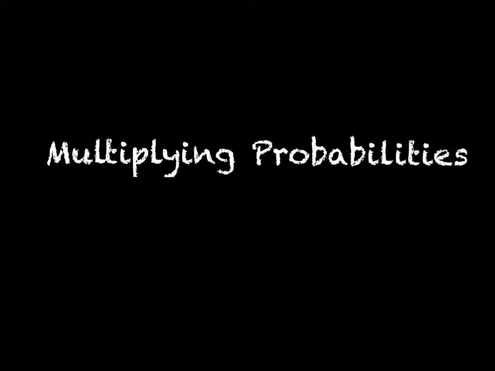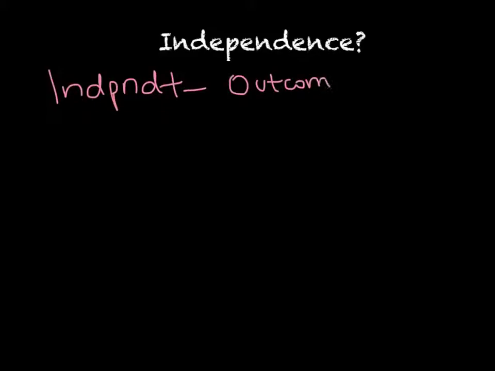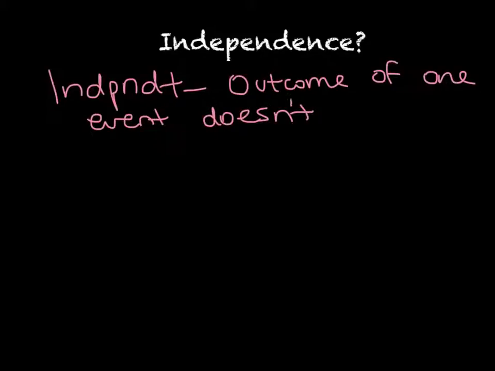This video will be about multiplying probabilities. The first thing we have to consider when we're multiplying probabilities is whether or not two events are independent. If two events are independent, then that means that the outcome of one event doesn't affect the outcome of the other.